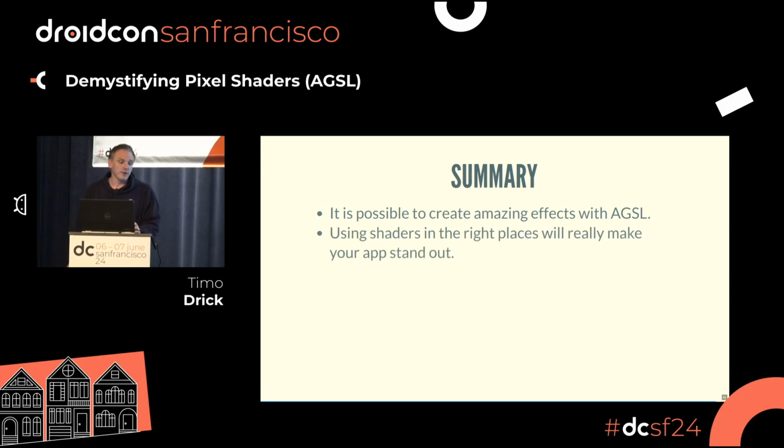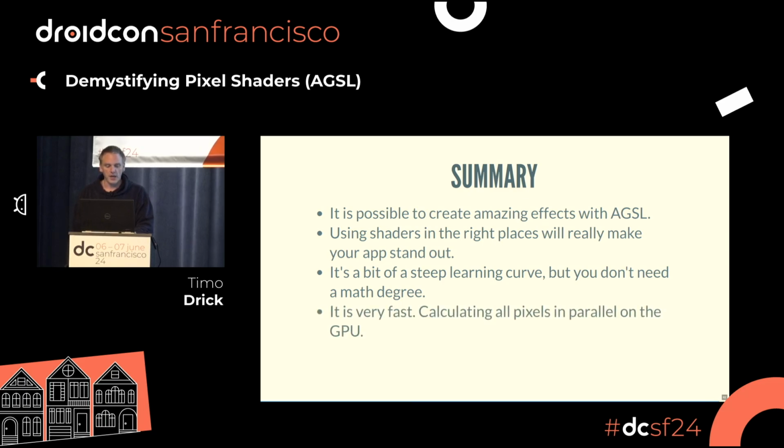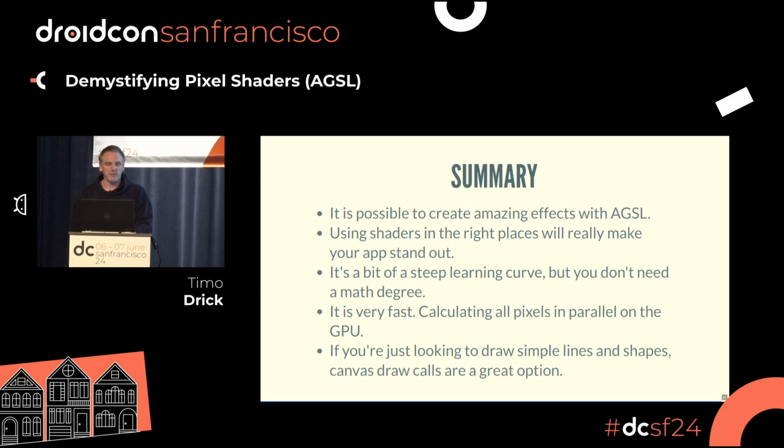Using shaders at the right place makes your app outstanding because not so many apps use shaders today, because it's a completely different language and it's very new in Android at least. It's a bit of a steep learning curve, but as you can see, you do not need a master's degree. And the most important thing, it's very fast, so it gets compiled and then executed on the GPU. But if you just want to draw some simple lines and circles and stuff like that, maybe it's easier to just use the Canvas Draw API.